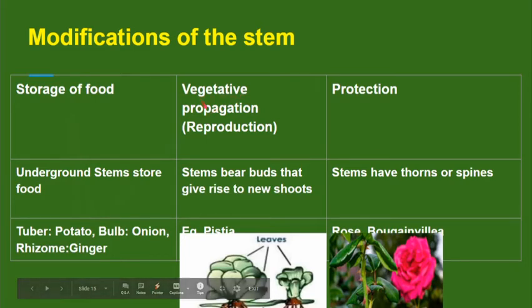Stems also carry out vegetative propagation. That's a mode of reproduction. Stems bear buds that give rise to new shoots. Stems also protect the plant. Stems have thorns or spines, like rose and bougainvillea.